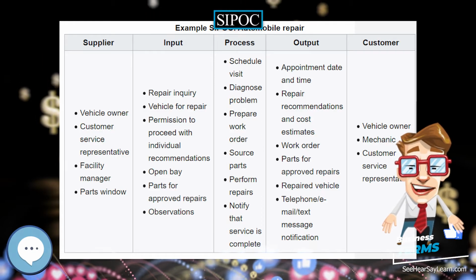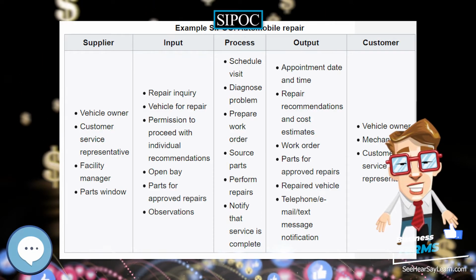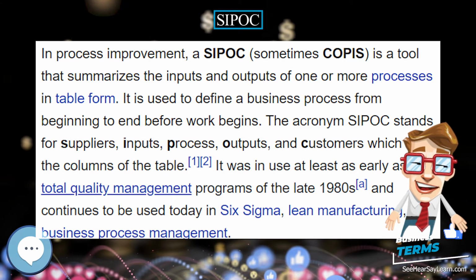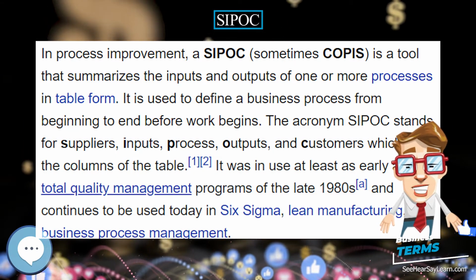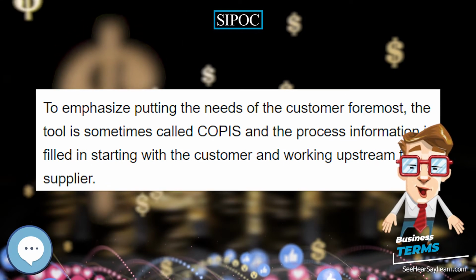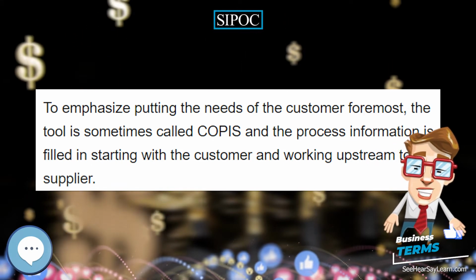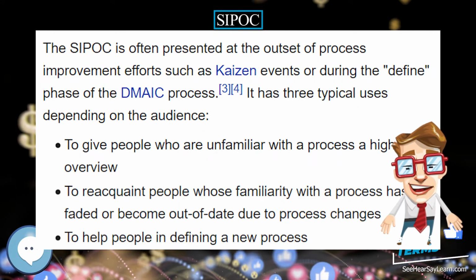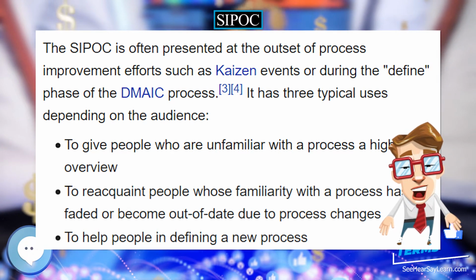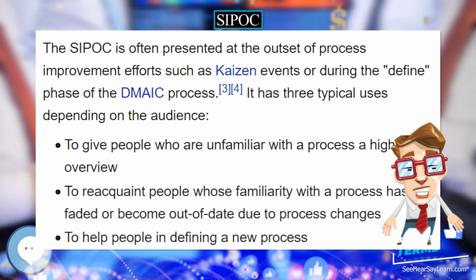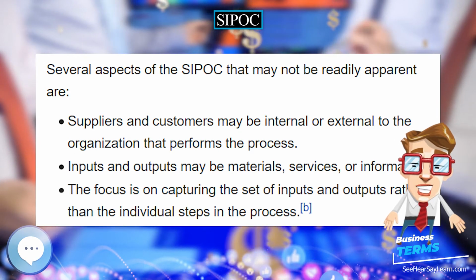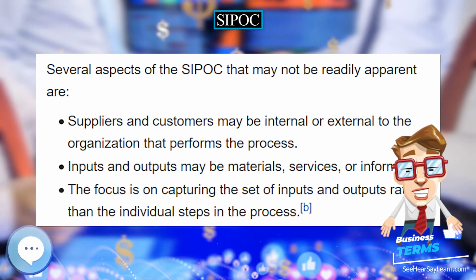It was in use at least as early as the total quality management programs of the late 1980s and continues to be used today in Six Sigma, lean manufacturing, and business process management. To emphasize putting the needs of the customer foremost, the tool is sometimes called COPIS, and the process information is filled in starting with the customer and working upstream to the supplier.